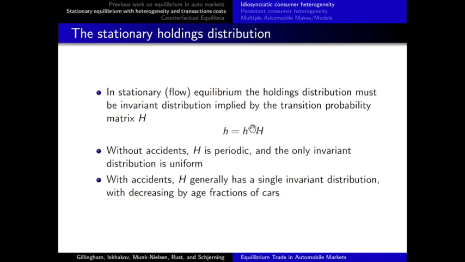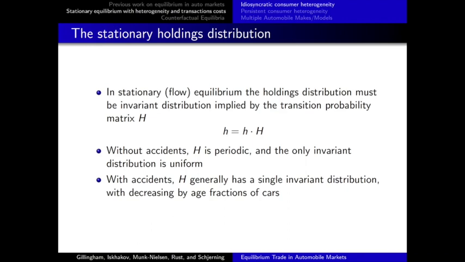You could actually solve this by successive approximation. So you start with some guess of the distribution. You can say it's uniform. And then you apply this matrix, and you get what would come out in the next period. And then you just apply it again and see if it converges over time to this stationary distribution in the long run. So that's one interpretation of what's going on: just solve this equation by successive approximations. And there's a unique fixed point if there are accidents.